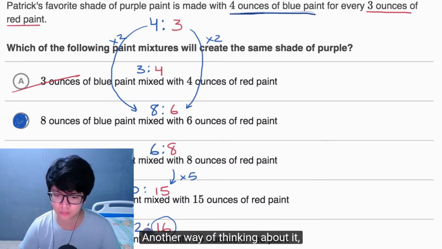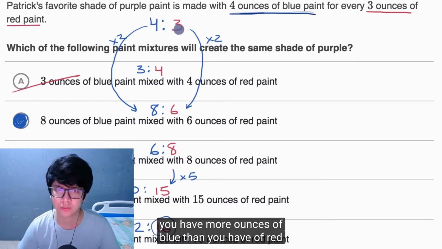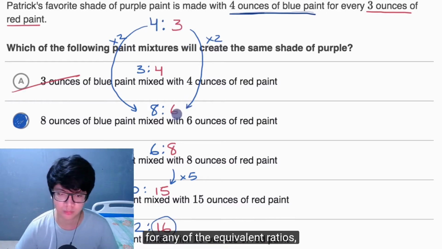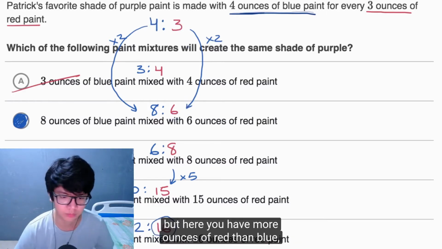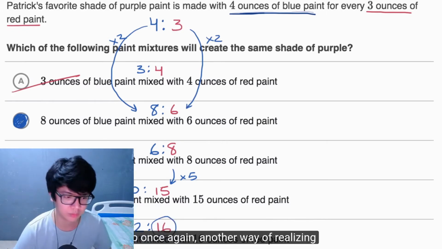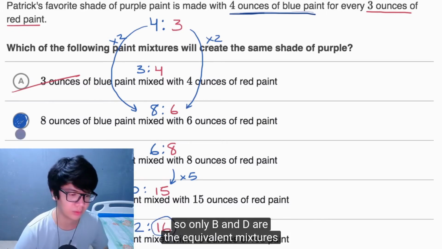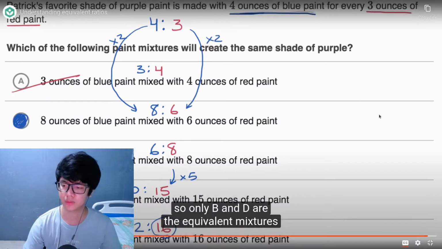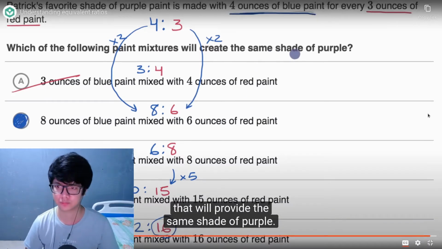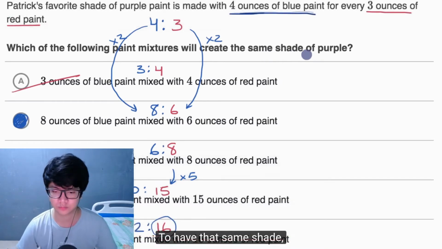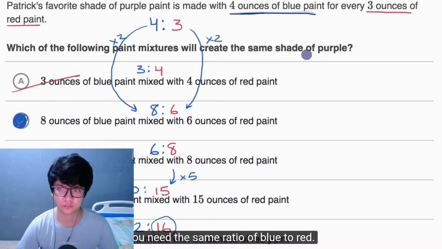Another way of thinking about it, in terms of ounces, you have more ounces of blue than you have of red for any of the equivalent ratios. But here you have more ounces of red than blue. So once again, another way of realizing that that is not equivalent. So only B and D are the equivalent mixtures that will provide the same shade of purple. To have that same shade, you need the same ratio of blue to red.